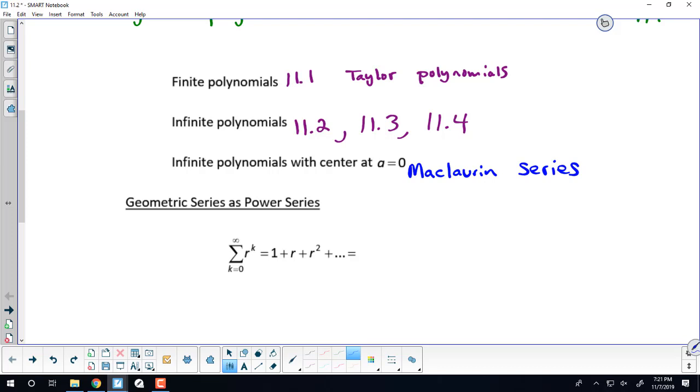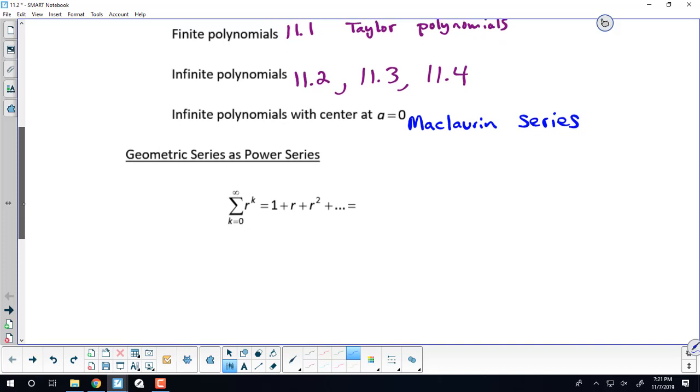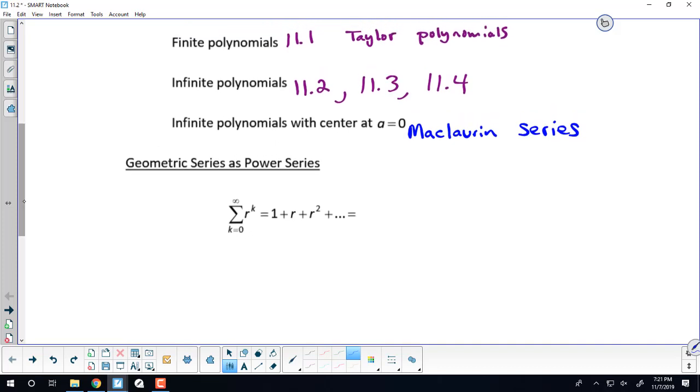So usually those are actually the most friendly because it's not x minus something squared, x minus something cubed, it's just x squared, x cubed, x to the fourth. Okay. And so the first thing we can actually look at is our geometric series as a power series.